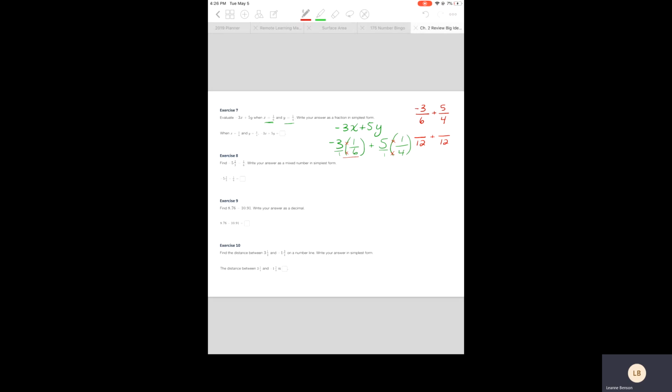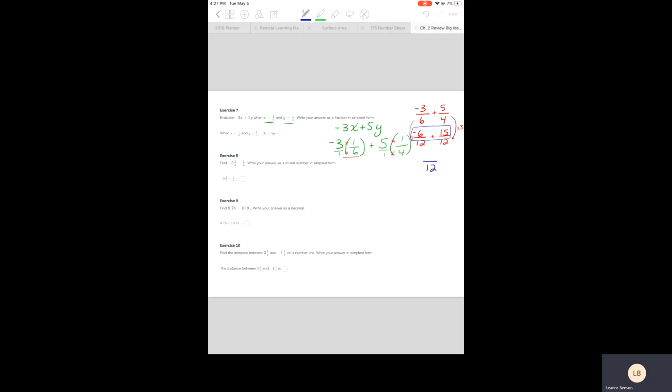Okay, so to get from negative 3/6 into something over 12, I'm doing 6 times 2. So I need to do negative 3 times 2, which would be negative 6/12. And then same thing here. To get from 4 to 12, I'm multiplying by 3. Right, 4 times 3 is 12. So I need to do 5 times 3, which is 15. So now I'm just going to add along the top. My answer is going to be over 12.